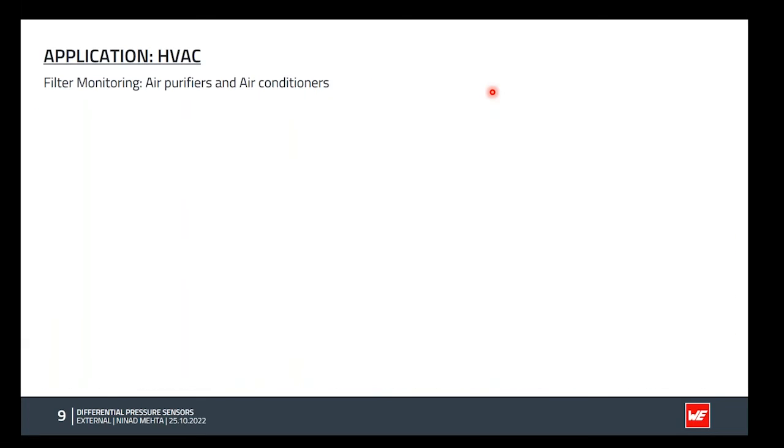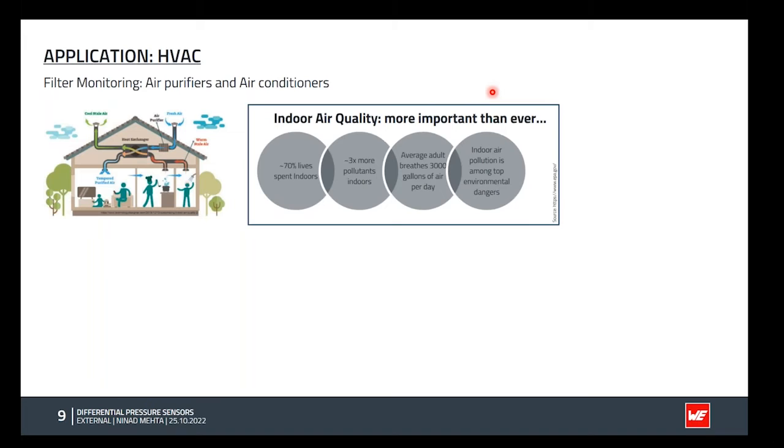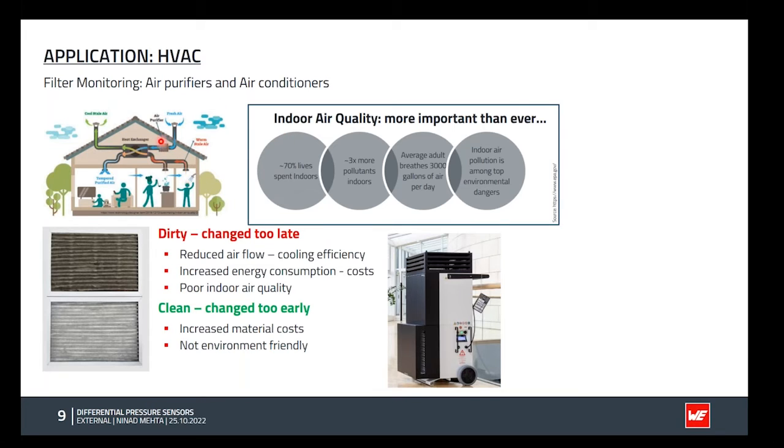In HVAC, another important monitoring task is filter monitoring. Because of the current corona situation, indoor air quality is now more important than ever, because we now spend more than 70% of our lives indoors, and indoor air has more pollutants than the outside air, and we breathe that air while being indoors. So every HVAC system has a filter so that you get clean air inside, and with time the filter gets dirty, and it is very important that you change the filter at the right time.